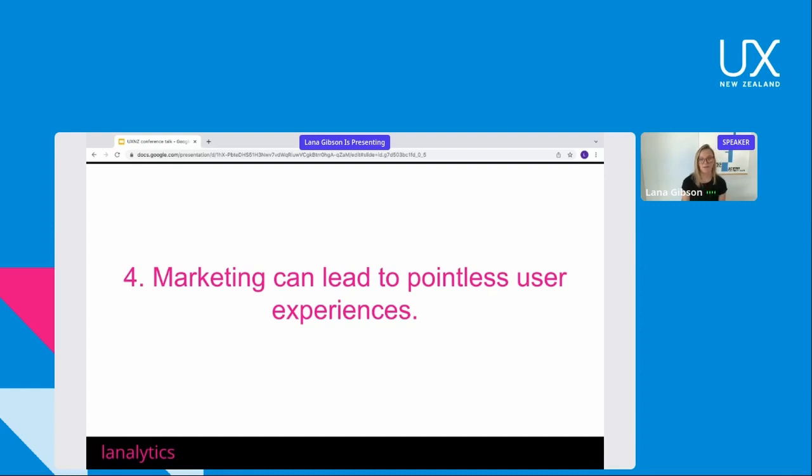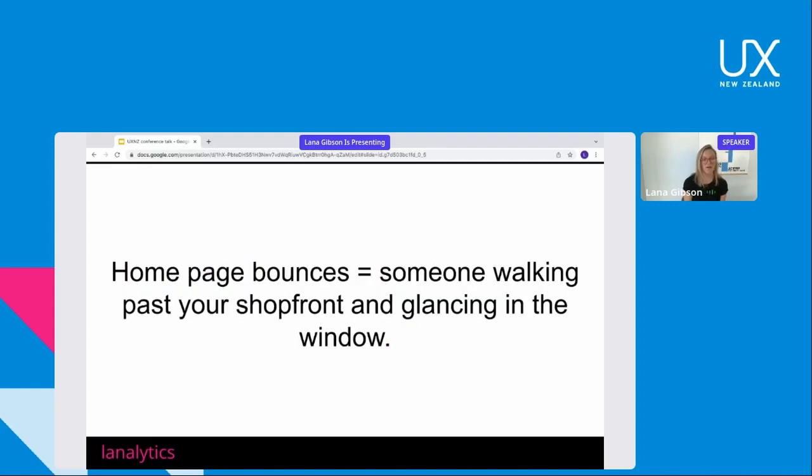So this is if you're getting a marketing agency to do some campaigns, or SEO, some social campaigns, really work with them to define meaningful success. Because I've seen a lot of clients getting reports with thousands of hits and hundreds of impressions and really impressive numbers that don't mean a lot. A good example of this is homepage bounces.